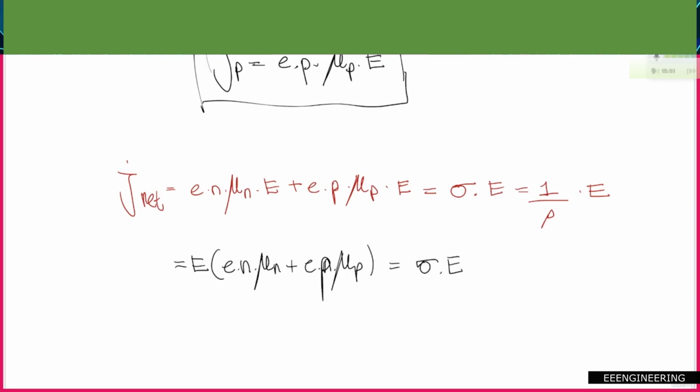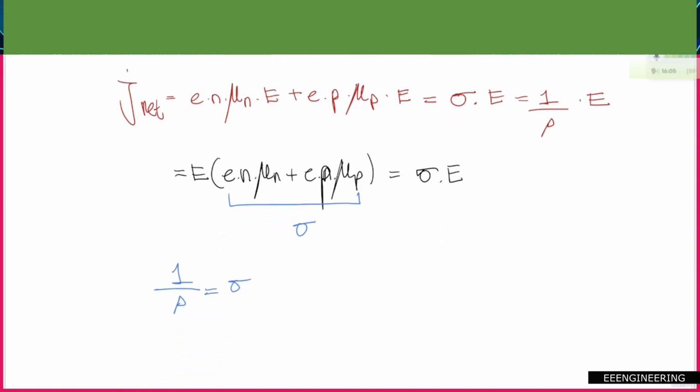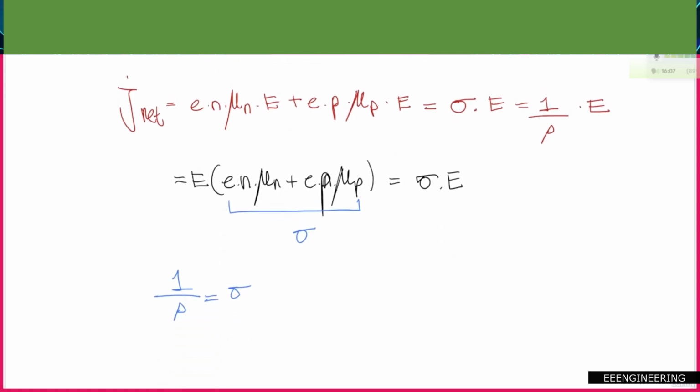So you can clearly see that this part is sigma, right? And this part is the electric field. Also, notice that we have another relationship, which is that 1 over rho is equal to sigma. Now, here we have the notations, but we also really want to know the names, right? So basically, this sigma is conductivity.